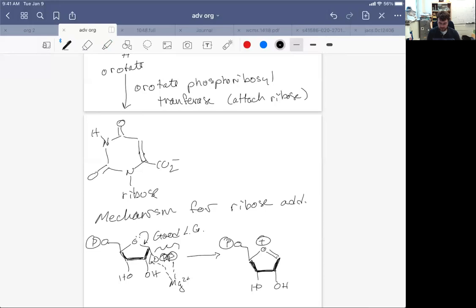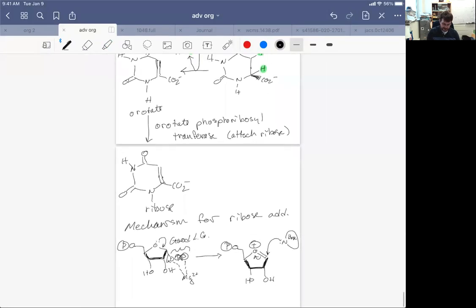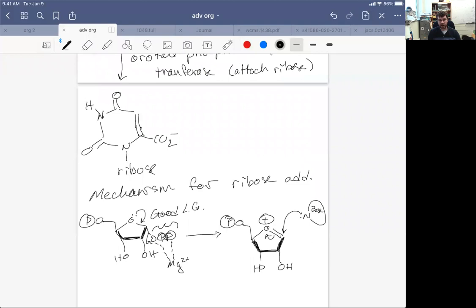But if we pull that off on the bottom within an enzyme active site, we can let the nitrogen of our base come in from the top, add here, push the electrons up, and that's going to attach our base. And that is exactly what happens. Now on the orotate, we do have an NH, but the H is being pulled off by a basic residue within the enzyme active site.